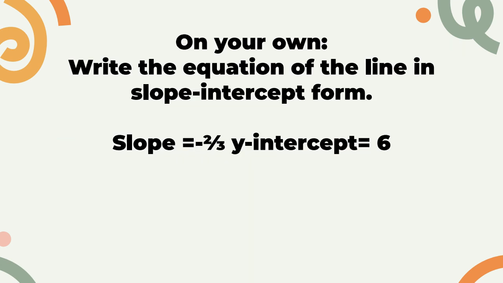Okay, so now on your own, write the equation of the line in slope-intercept form if the slope is -2 over 3 and the y-intercept is 6. You should have said y equals -2 over 3x plus 6. If you got that, fantastic job. Give yourselves a round of applause.